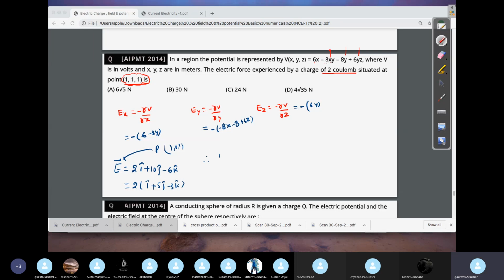So what is the force? Force is always given as charge multiplied by electric field. What is the charge here? 2. So 2 into 4 times of i cap plus 5j cap minus 3k cap.